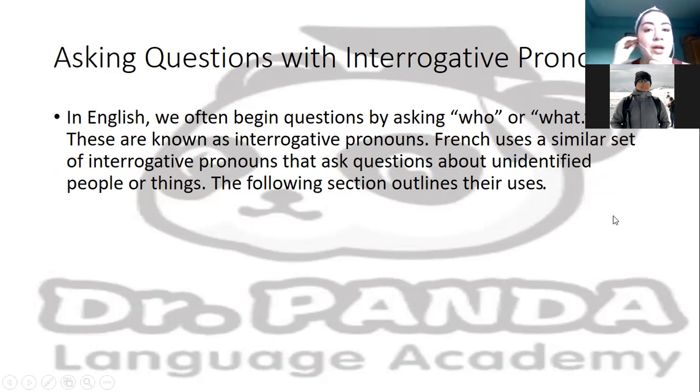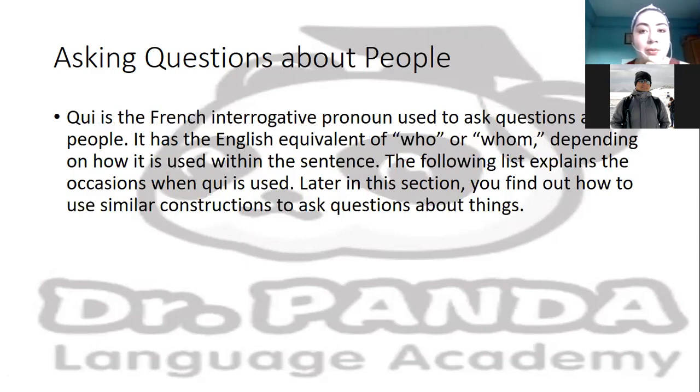And then asking questions with interrogative pronouns. So in English, you often begin questions by asking who or what. These are known as interrogative pronouns. French uses a similar set of interrogative pronouns that ask questions about unidentified people or things. The following section outlines their uses. So asking questions about people. Okay, so qui is the French interrogative pronoun used to ask questions about people. It has the English equivalent of who or whom, depending on how it is used within the sentence. The following list explains the occasions when qui is used. Later in this section, you'll find how to use similar constructions to ask questions about things.